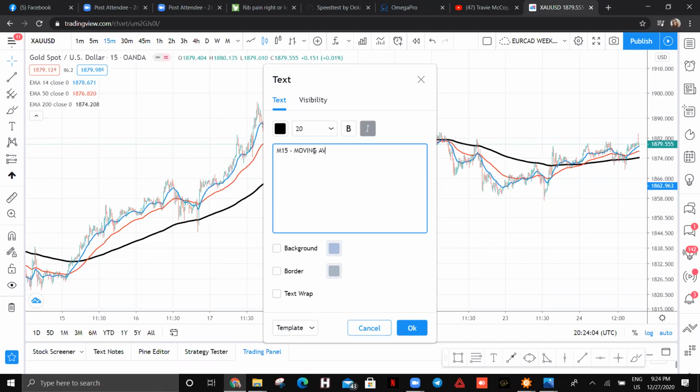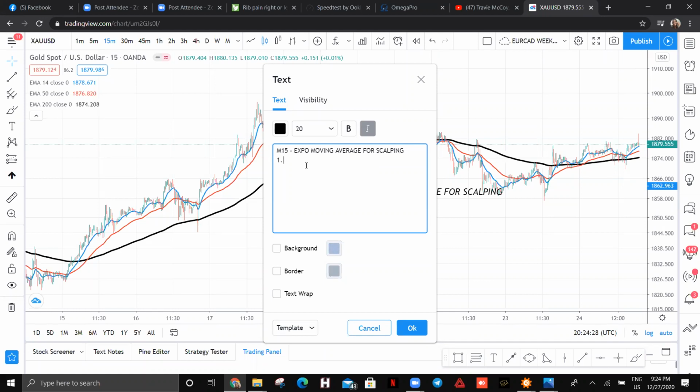Moving average, exponential moving average. I want you to know that it's exponential we're using, not simple. Exponential moving average. Scalping. So rule number 1.